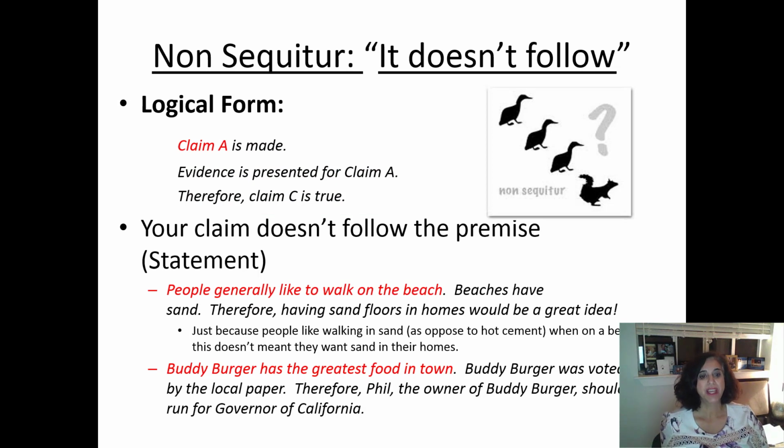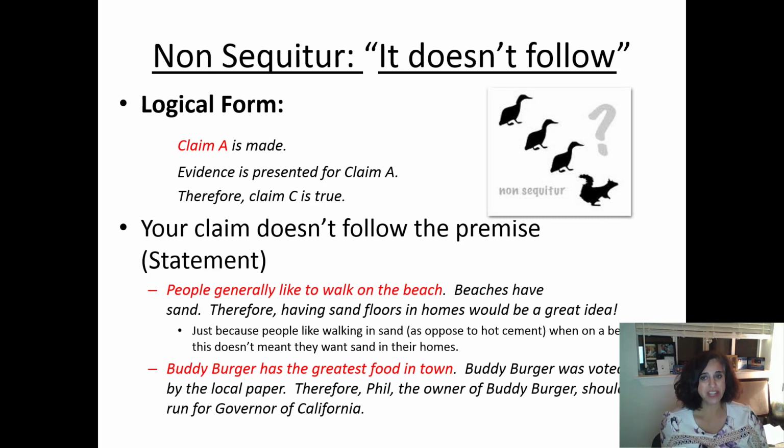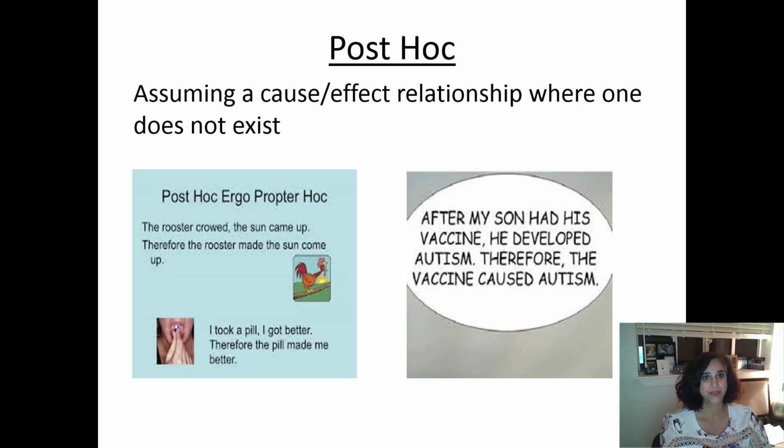Here's another example. Buddy Burger has the greatest food in town. That's the claim. Here's my evidence. Buddy Burger was voted number 1 by the local newspaper. Therefore, Phil, the owner of Buddy Burger, should run for governor of California. It doesn't follow. Just because you're great at making hamburgers doesn't mean you're going to be a great governor.